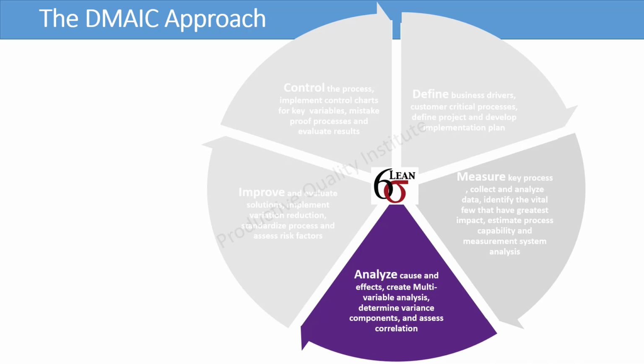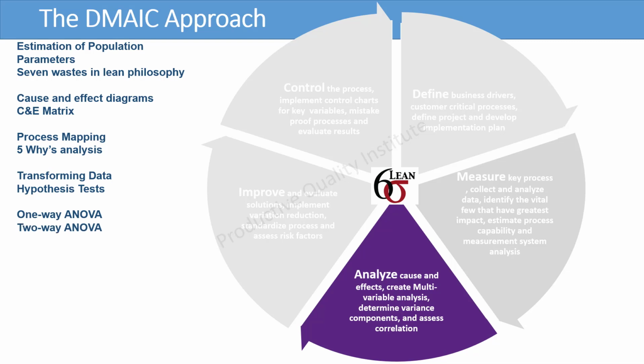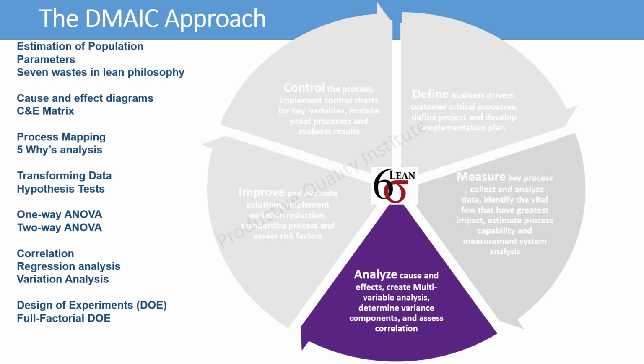These lectures include the following topics, covering all the tools and techniques used in the analyze phase: estimation of population parameters, 7 wastes in lean philosophy, cause and effect diagrams, cause and effect matrix, process mapping, 5 whys analysis, transforming data, hypothesis tests, one-way ANOVA, two-way ANOVA, correlation, regression analysis, variation analysis, design of experiments (DOE), full factorial design of experiments, fractional factorial design of experiments, run chart.